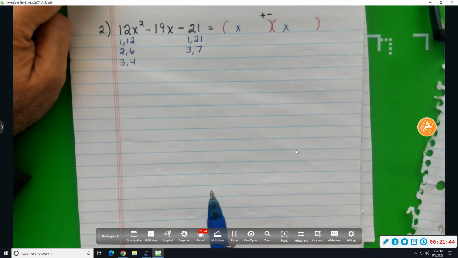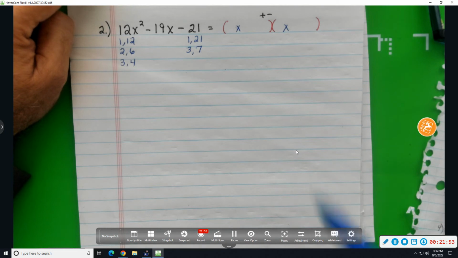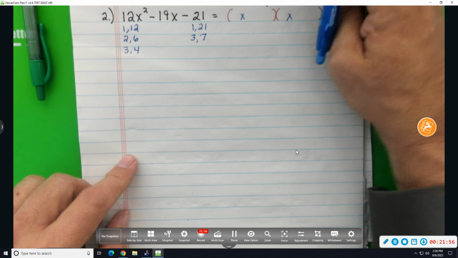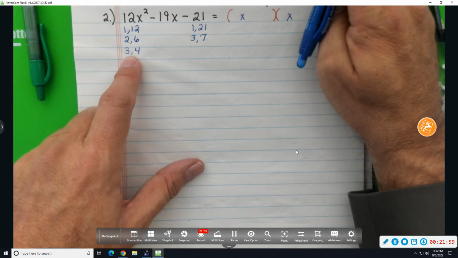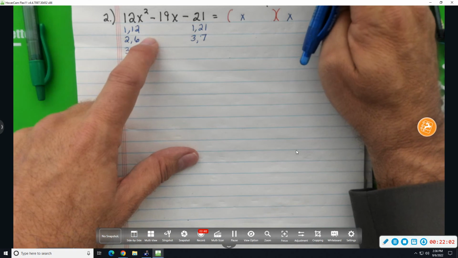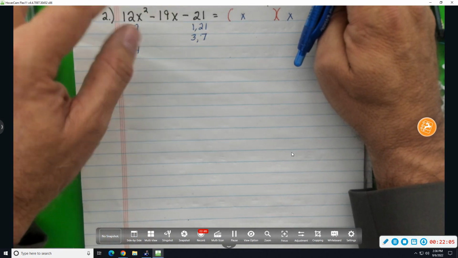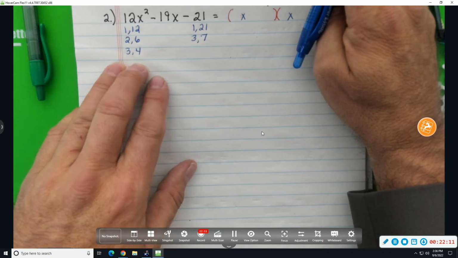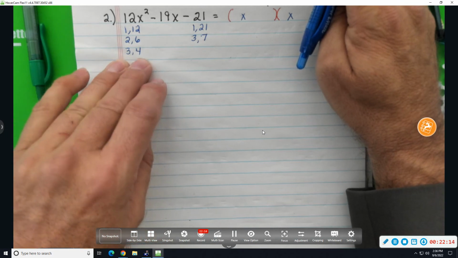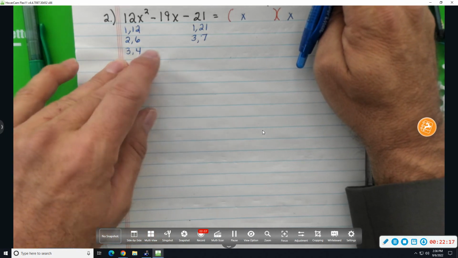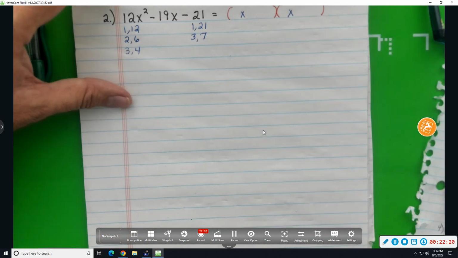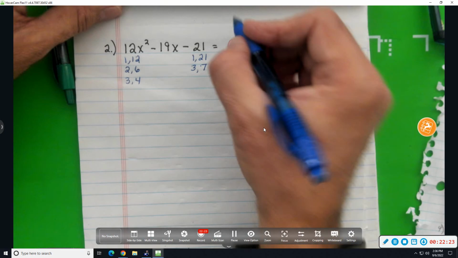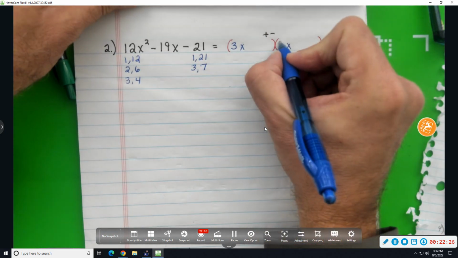If you do enough of these, you eventually get the impression that the numbers that are closest together are usually the ones that are going to work. If I had to guess, I would think the 3 and 4 are going to be the ones that work, not the 1 and 12, unless there's some huge number here. Okay? So it's really as the middle term. But I usually start with the numbers closest together. It's up to you. This is just a trial and error process. I'm going to try 3x and 4x.